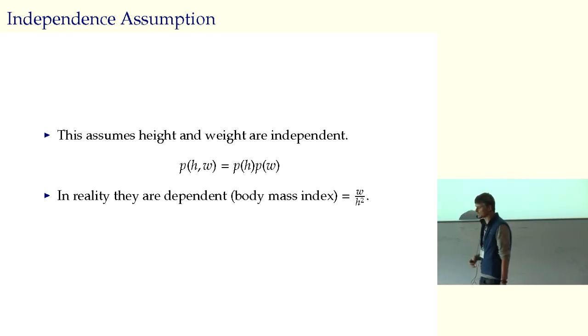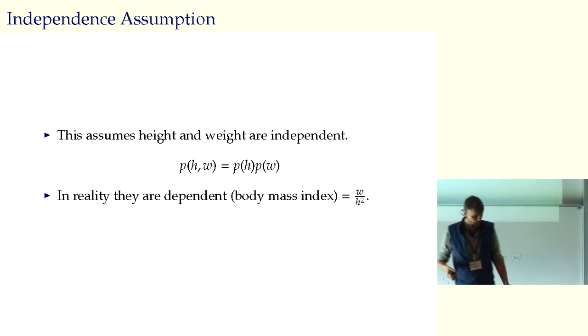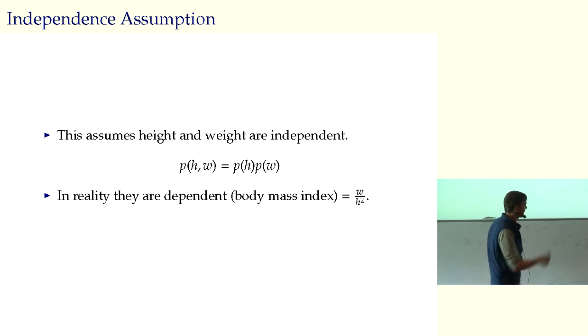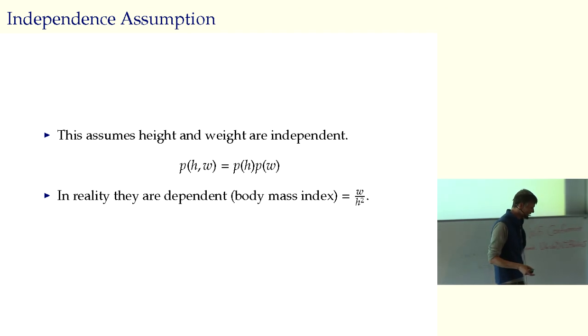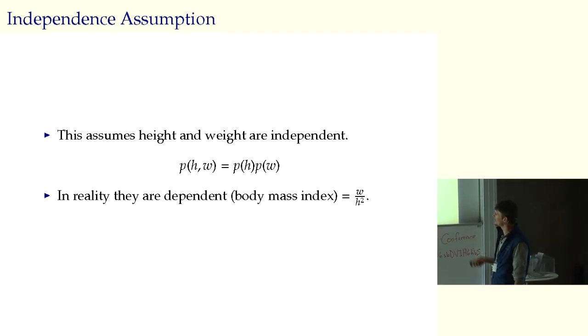So of course, in reality, height and weight are correlated. I weigh 85 kilograms, but I'm not very large, but that's because I'm tall, because height and weight are correlated. They're not correlated in this way, though, really, are they? But anyway, that's the body mass index that people use to describe that correlation.